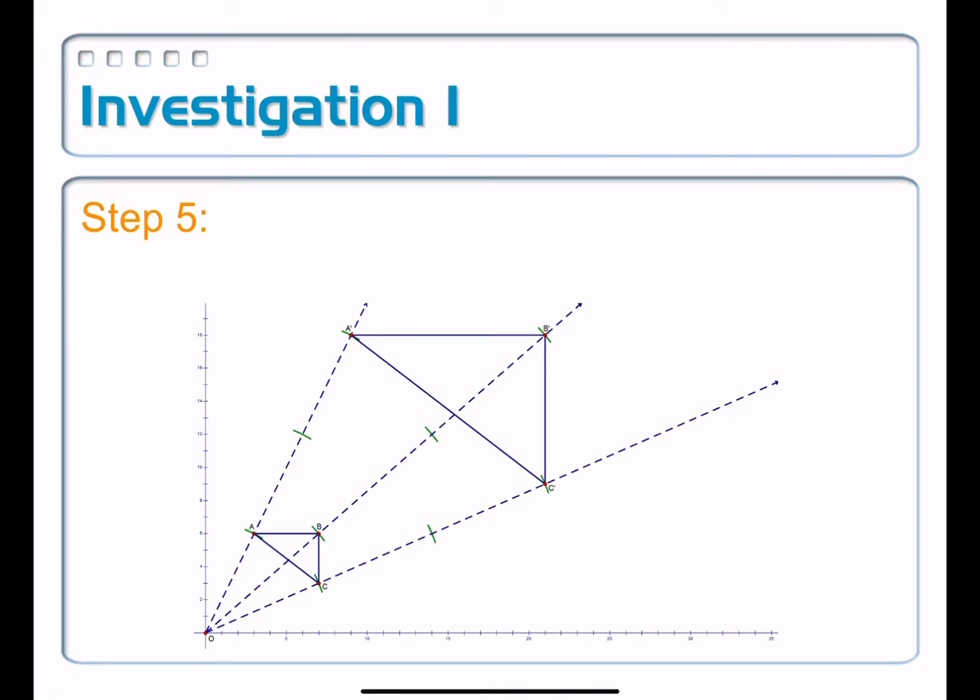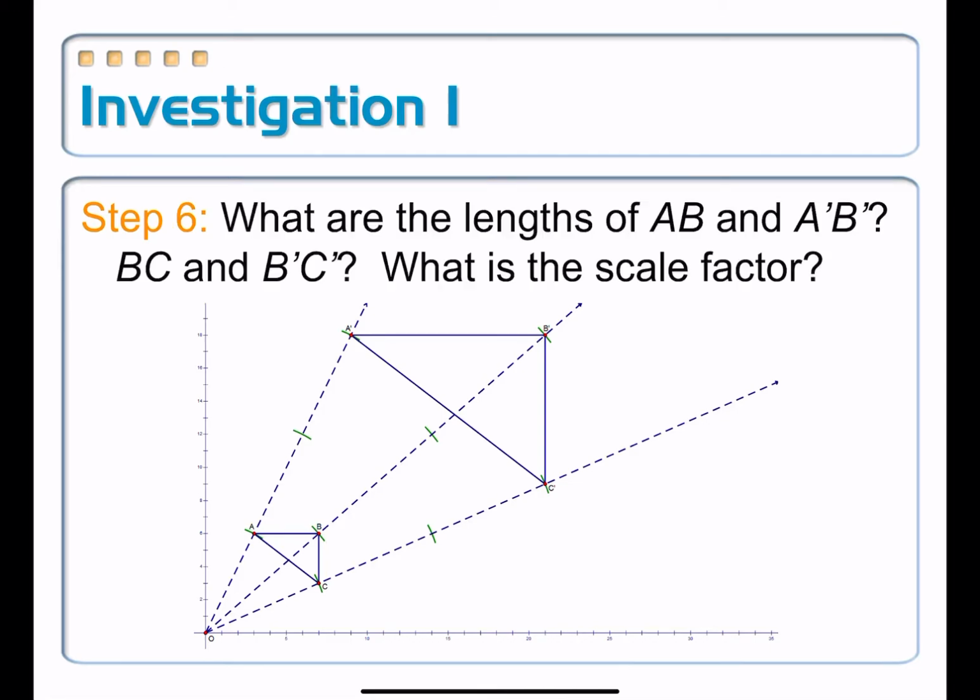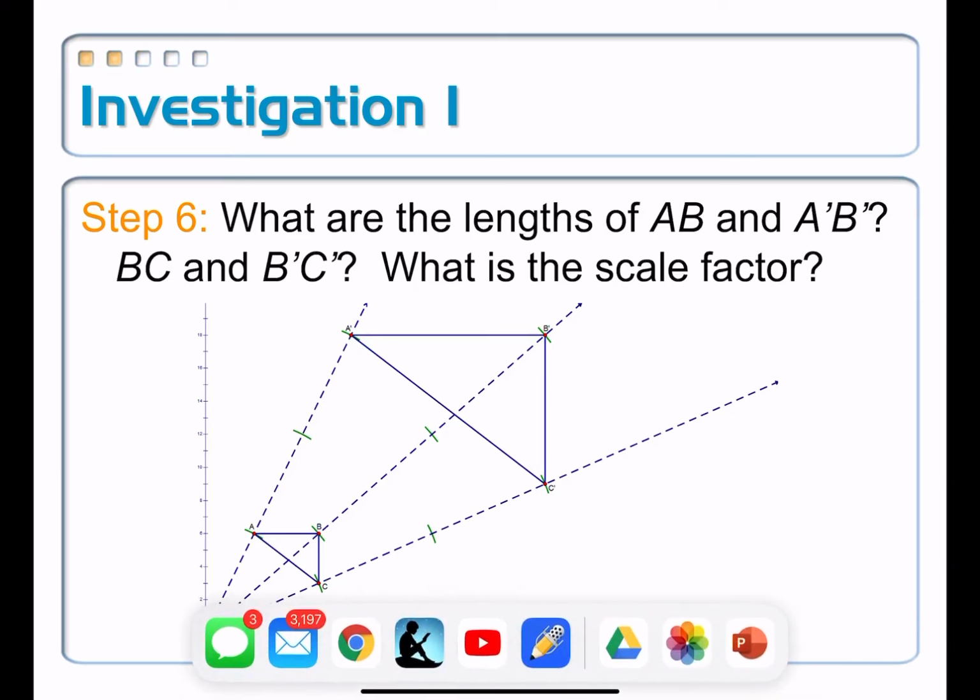And I know I've dilated by a scale factor of 3 because all of my new points, A prime, B prime, C prime, are 3 times as far away from the origin as A, B, and C. All right, so far so good. All right, the next part of this investigation has to do with the coordinates, okay? So what are the lengths of AB and A prime B prime? So let's go ahead and measure each one of those lengths.